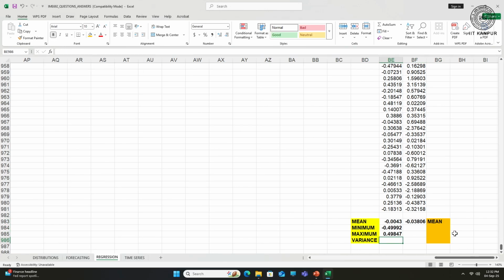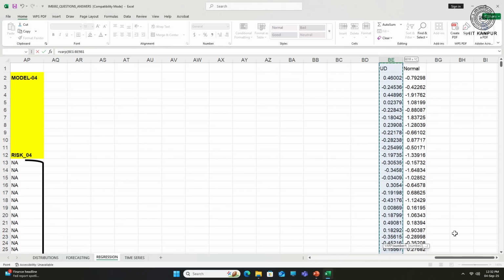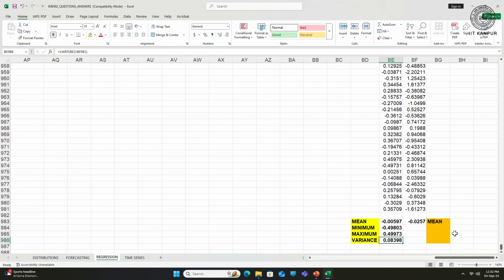Now, I need to find out the variance. So, the variance is VAR.P for the population. I find out the total variance. So, it is about 0.08. Now, I do the same thing for minimum, same thing for maximum, same thing for variance. Very interestingly, if you see, the mean values are almost the same.